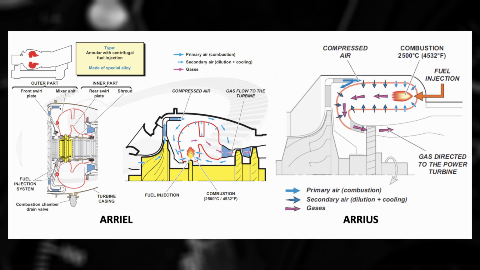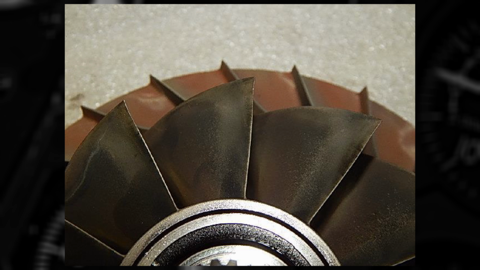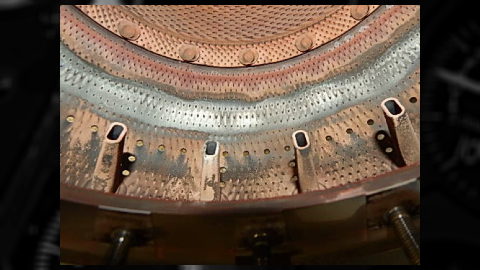In the Arriel on the left and Arrius on the right, primary air and secondary air reach the combustion chamber through precisely drilled holes in which particulate matter from the air accumulates, obstructing or completely blocking them. The accumulation of material and reduction in airflow results in several issues. Accumulation on compressor and gas generator turbines leads to corrosion and erosion, which reduces the gas generator efficiency.